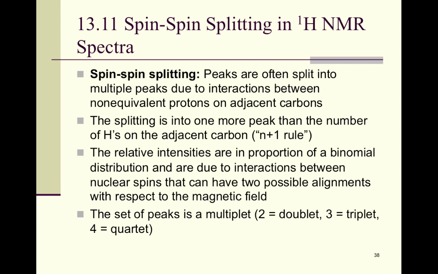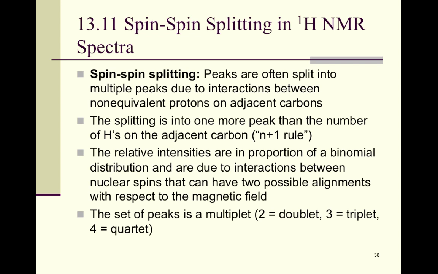Spin-spin splitting in proton NMR spectra. Spin-spin splitting is when the peaks are often split into multiple peaks due to the interactions between non-equivalent protons on adjacent carbons. Now, I want you to note that spin-spin splitting happens with proton NMR. It does not happen with carbon NMR. The splitting is into one more peak than the number of hydrogens on the adjacent carbon. This is the n+1 rule.